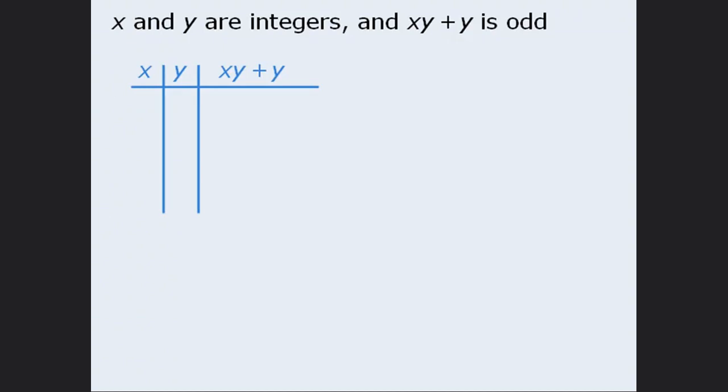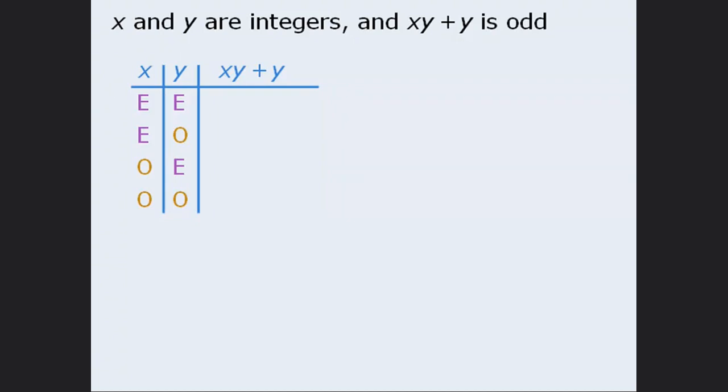So what are the possible cases here? Well, x and y can both be even. X can be even and y can be odd. X can be odd and y can be even. Or both variables can be odd. So there are 4 different cases to consider.